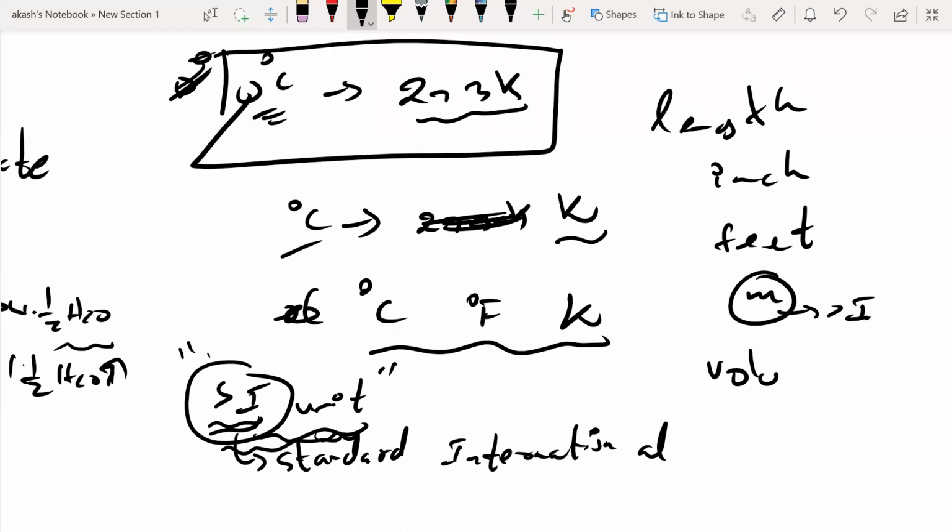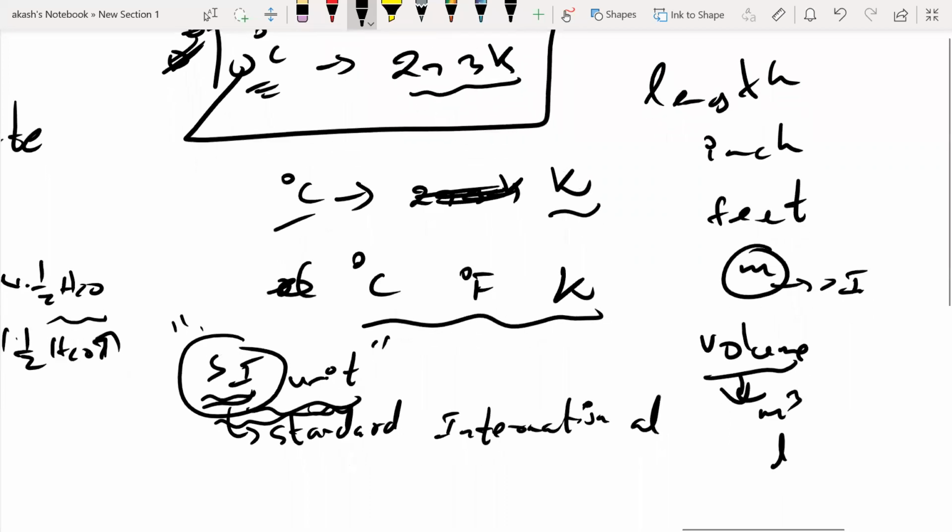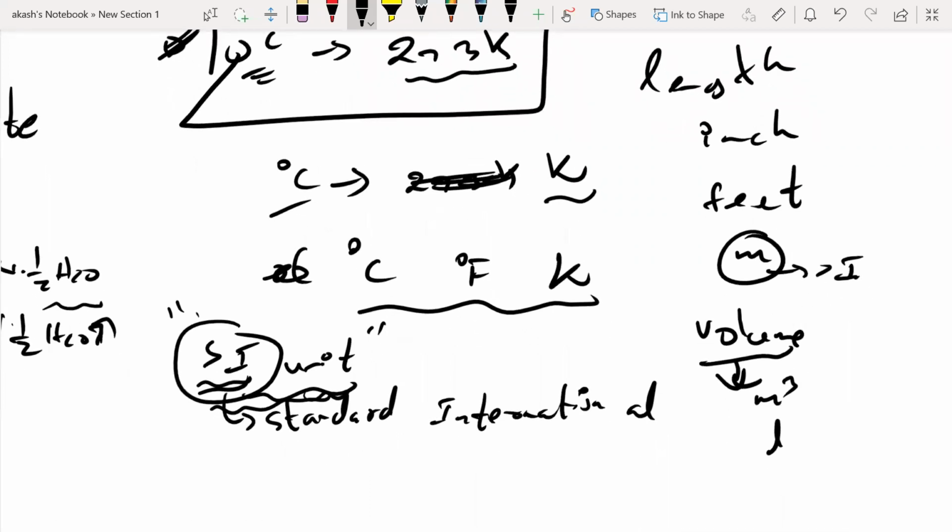For volume, does anybody know the SI unit? Volume can be measured in meter cube, liters, so many things. Is it liters or meter cube? Meter cube, yes. The SI unit of volume is meter cube. Liter is a commercial unit because that is what we have been using for a long amount of time.